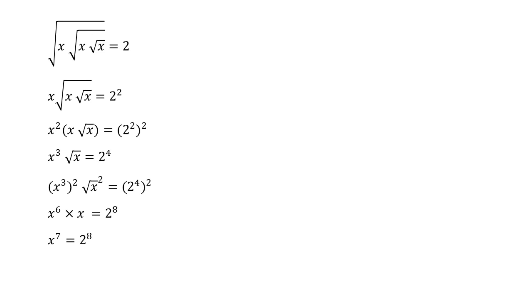Now, if you find the 7th root of both sides, that will give us x by itself on the left. And to find the 7th root, this is doing to the power of a 7th. So 2 to the 8 to the power of a 7th is 2 to the 8 over 7. And there's our answer. x is equal to 2 to the power of 8 sevenths.